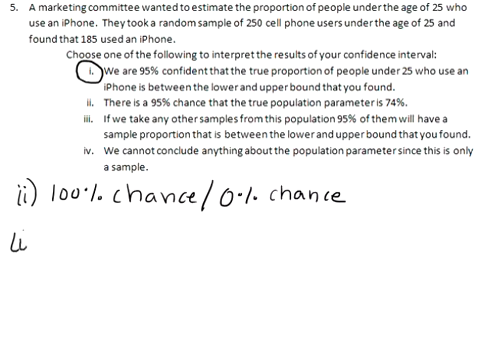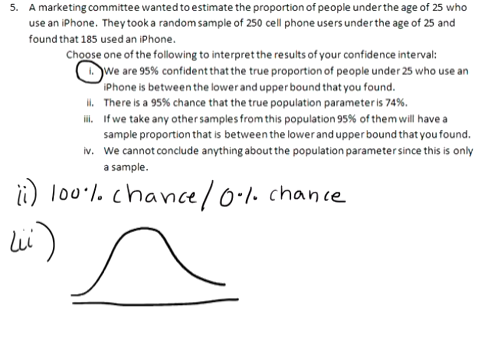For option 3, it says that if we take any other samples from this population, 95% of them will have a sample proportion that is between the upper and lower bound that we found. Now suppose that the true population distribution, our sampling distribution, looks like this, and 74%, or 0.74, fell out here. It's possible that 0.74, a statistic from the sampling distribution, could fall at that point. Now if I were to create my confidence interval, my lower and upper bound might look something like this. And the problem's saying that there's a 95% chance that I'll get another statistic within this range.